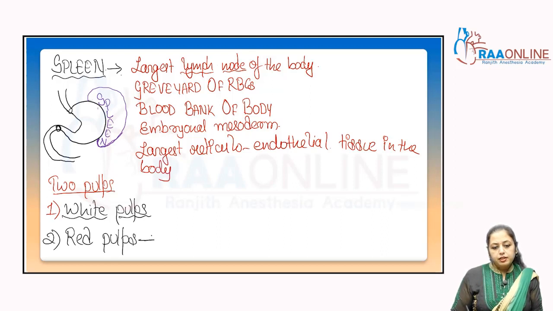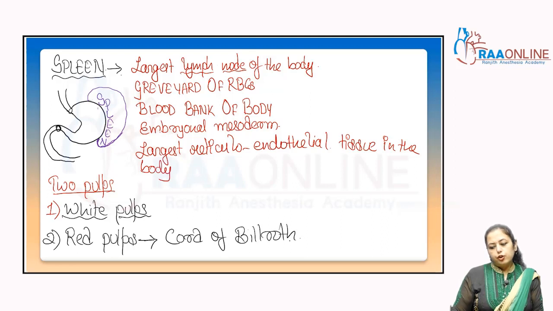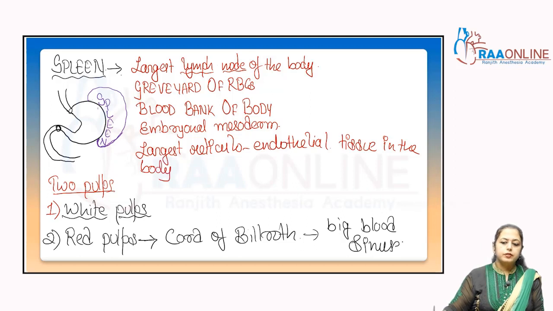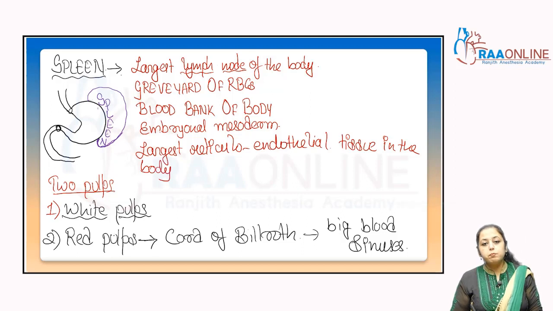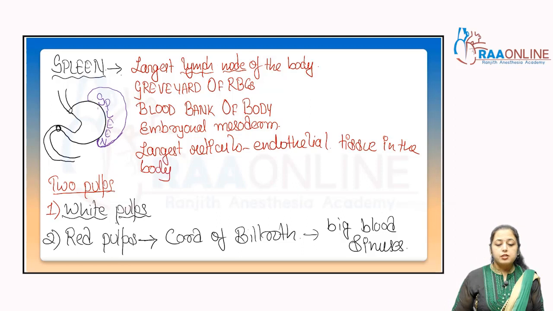Specifically, when we talk about the red pulp, there is the cord of Billroth, right? Cord of Billroth, they are the bigger sinuses. They are the big blood sinuses, right? That means they are the big pores. Sinuses, that means the pores, right? So this is all about the spleen.